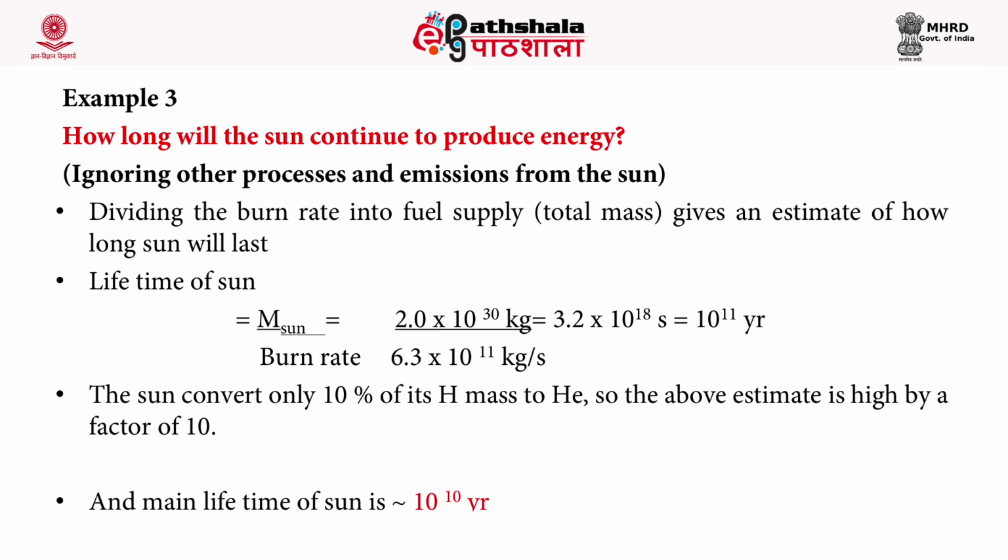The sun converts only 10% of its hydrogen mass to helium. So the above estimate is high by a factor of 10. So deducting that, we can get the mean lifetime of the sun as 10 to the power 10 years.